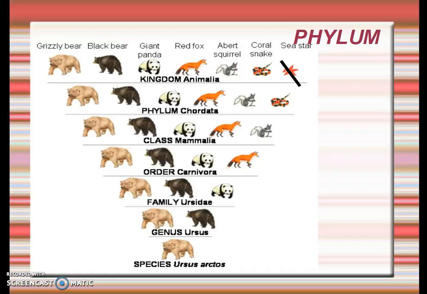For phylum, the feature in question is a backbone, or chordate. All of these organisms here in the phylum Chordata have a backbone. However, our starfish didn't make it to this level because he does not have a backbone. So now we continue, because these are all still very different.